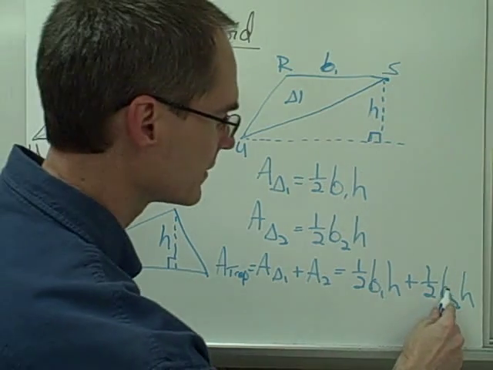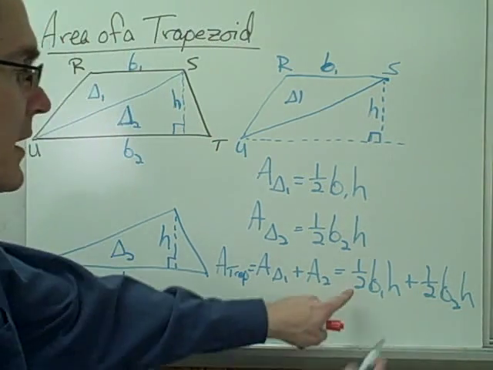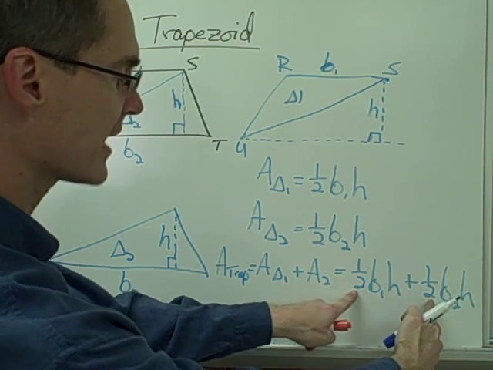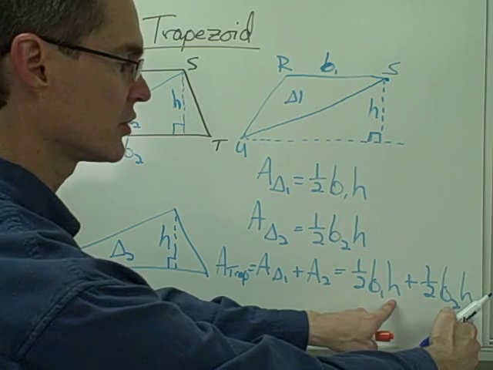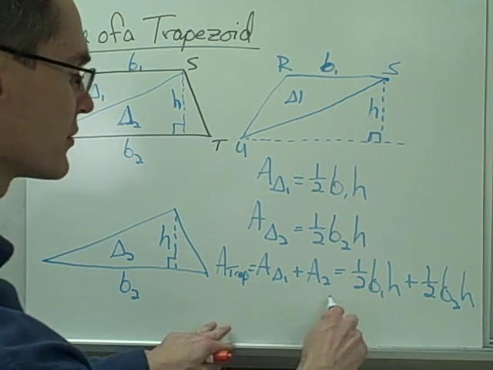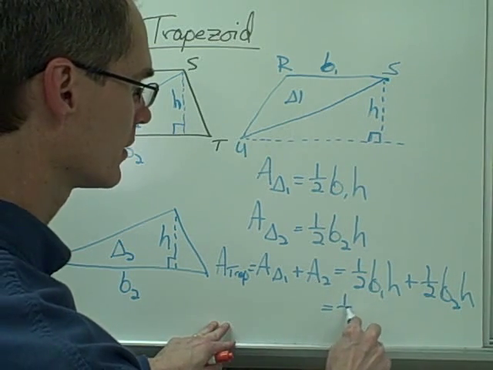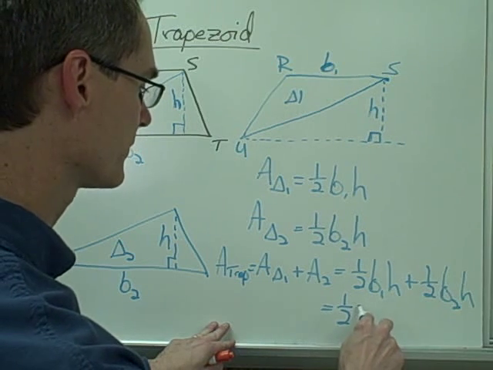Now I'm going to rewrite this in a slightly different form. Notice that I've got a common factor of 1/2 in each of these two terms, and I've got a common factor of h in each of these two terms. I'm going to factor those out. So I'm going to write my formula like this.